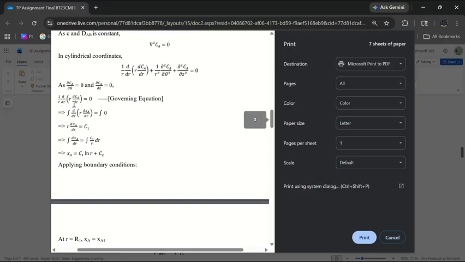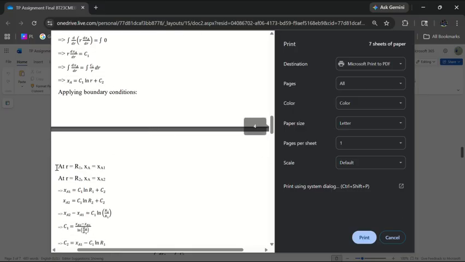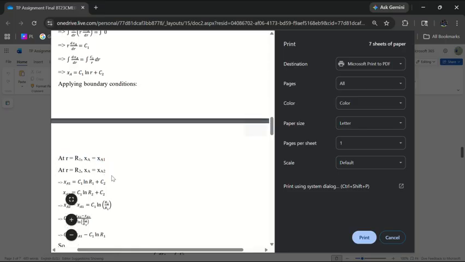Now if we take the integral on both sides, this stays 0, and we get R dXA/dr is equal to C1. This becomes the first constant of integration. Now when we integrate again, we get XA is equal to C1 ln R plus C2, which is the second constant of integration. Now we apply boundary conditions that are the same as the last scenario. At R is equal to R1, X is equal to XA1, and at R is equal to R2, X is equal to XA2.